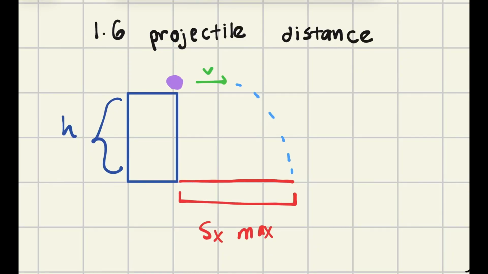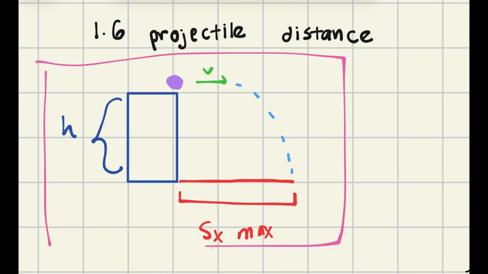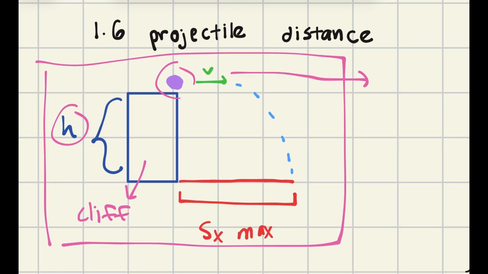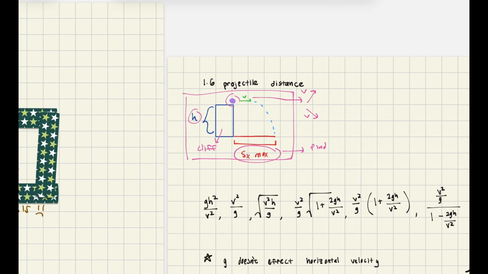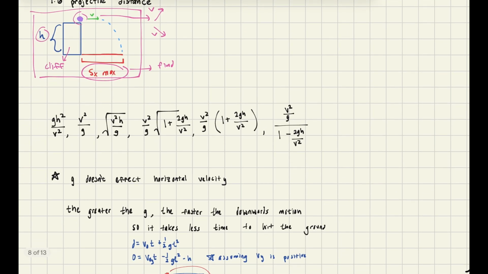So it's always good first to just draw the diagram. Here we have our height h, and then we have our little object, and it's going at speed v. Here I drew it horizontal, but in the problem they specified it can be at any angle, which is important later. And then we have this s of x max. I wrote down all the possible ones, and you can just refer to the book for those.